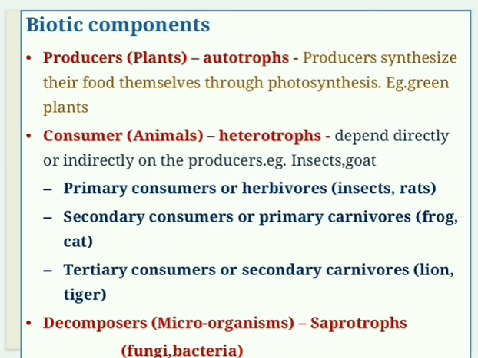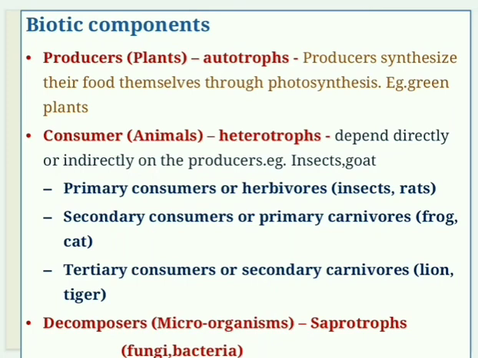Then the next one is consumers. Consumers are otherwise known as heterotrophs. They do not directly prepare their food, but they depend directly or indirectly on producers for food. Example is insects, goat, etc. Now these consumers are again divided into three types. One is primary consumers or herbivores. Herbivores means they directly depend on plants for food, insects, rats, etc. So they depend on plants for food directly. So they are known as plant eaters.